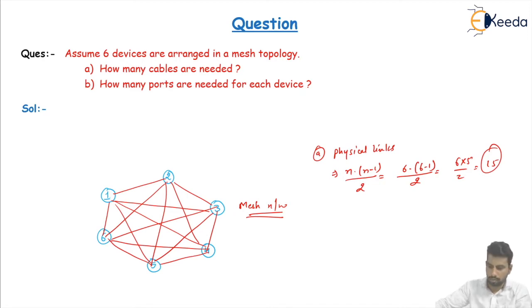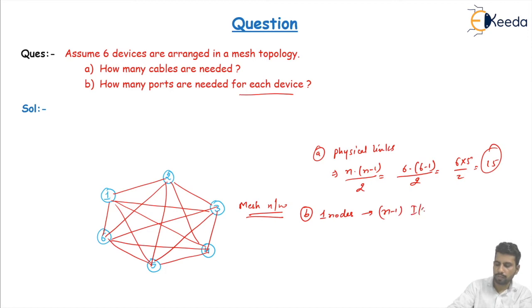with 6 devices. Now question number B: how many ports are needed for each device? For each device, meaning for a single device, how many ports are required? We already know that for one node, we need n minus 1 input output ports. So for one device, we need 6 minus 1, meaning 5 ports are required for one device.